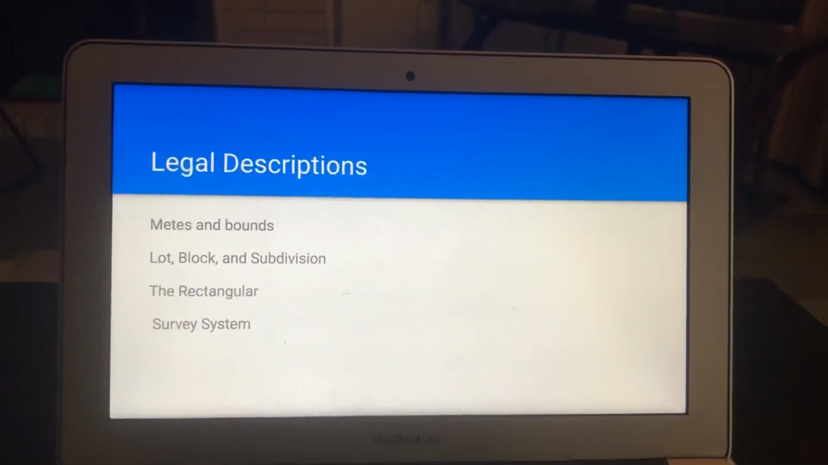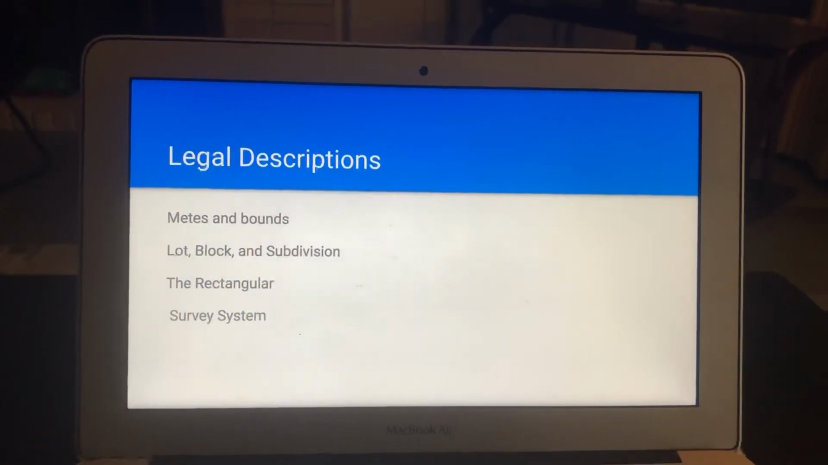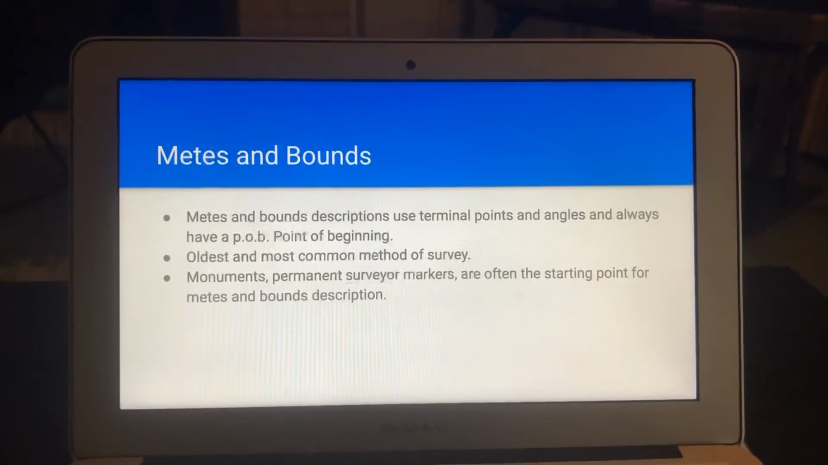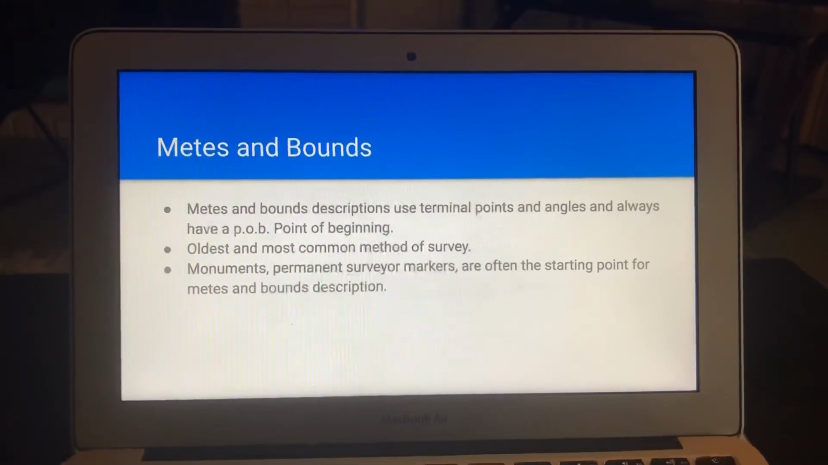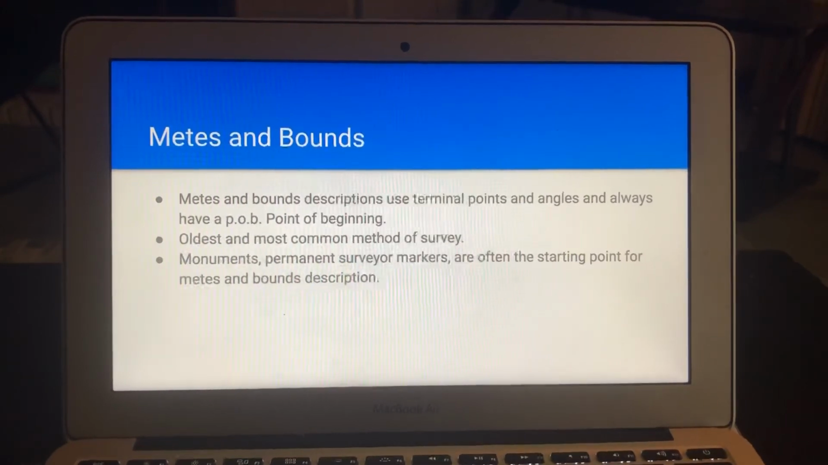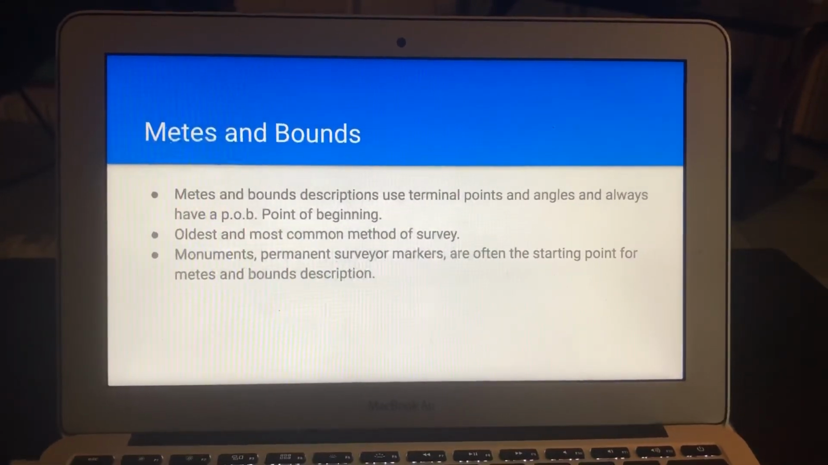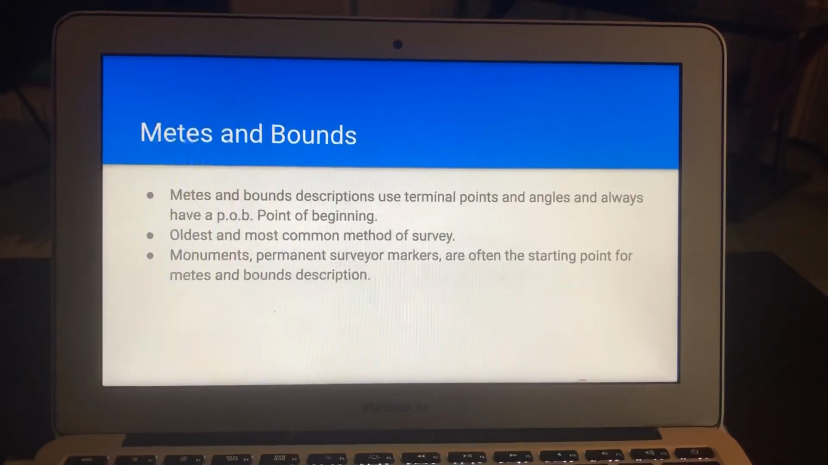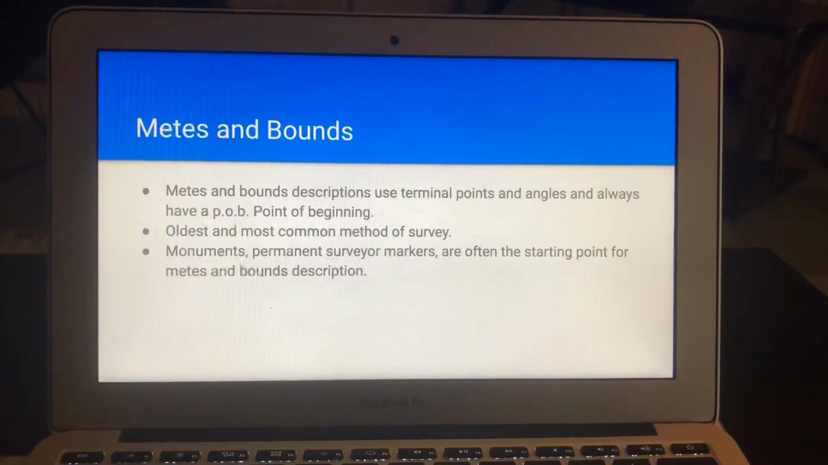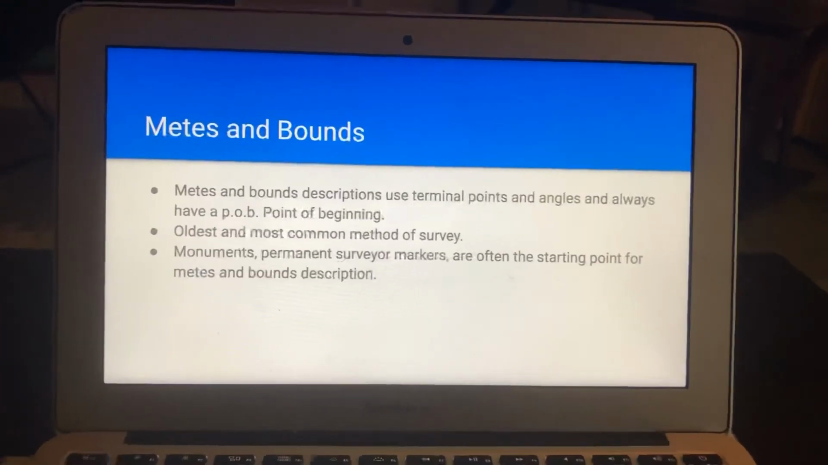Okay, so now we're going into our last part, which is the 4 legal descriptions. You have number 1, metes and bounds. A metes and bounds description uses terminal points and angles and always has a point of beginning. It is the oldest and most common method of survey. What you're going to see is that the point of beginning is going to be a monument. It's a permanent survey marker. And they are often the starting point for a metes and bounds description.